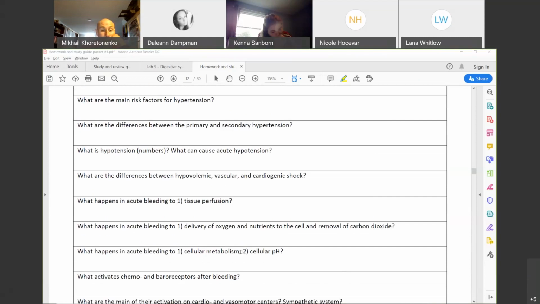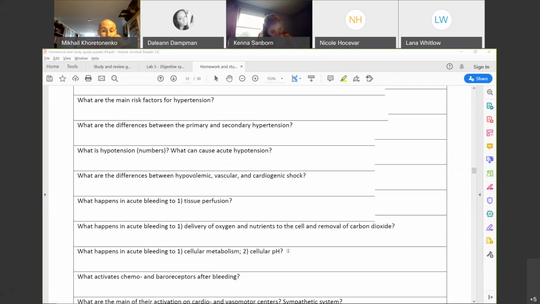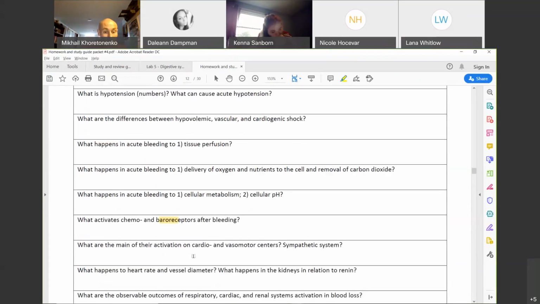Cellular metabolism goes from aerobic to fermentation, so cellular pH drops. So after bleeding, that elevated level of carbon dioxide and acidification activates chemoreceptors and baroreceptors. Baroreceptors refer to the receptors that sense the pressure. So decreased blood pressure is sensed by the baroreceptors. That stimulates cardioacceleratory and vasomotor centers and leads to sympathetic stimulation.